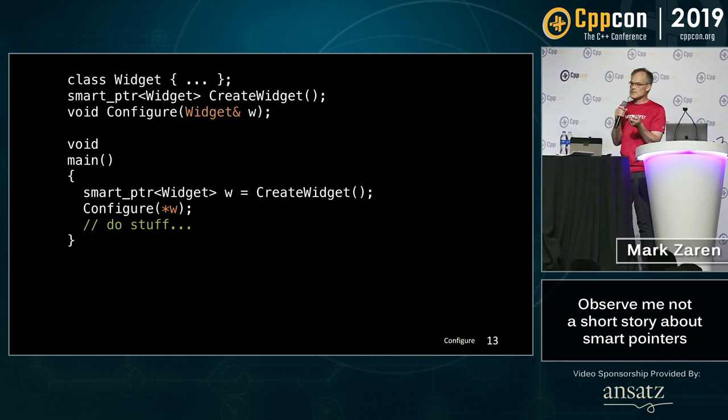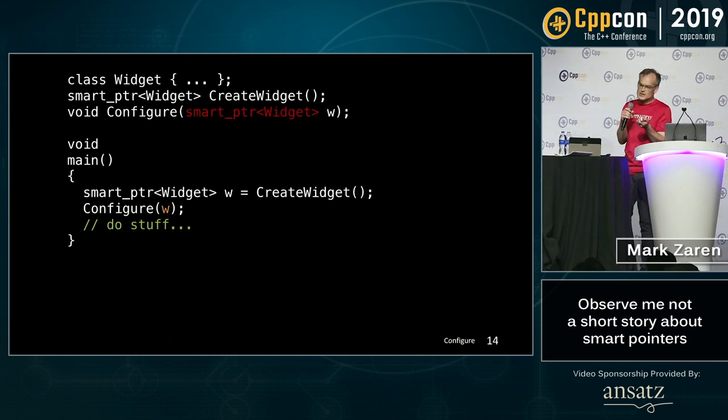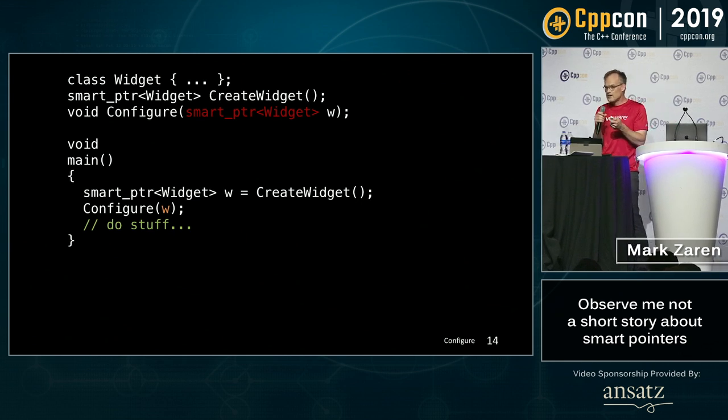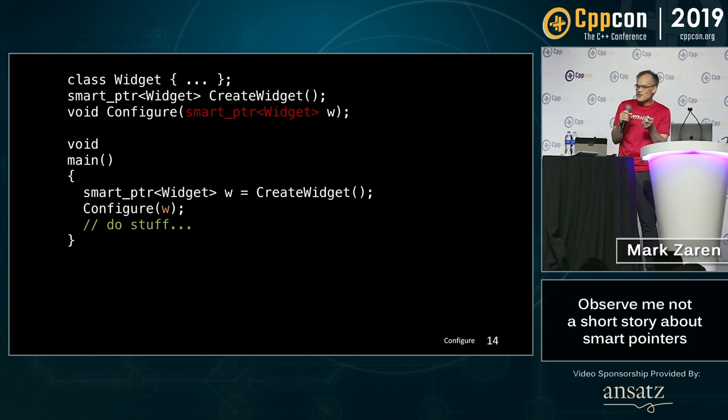So maybe we pass by reference. But if you have a polymorphic heap allocated widget, that doesn't really smell right. So we could also pass by value. Well, this is either going to show up in a profiler, or it's not going to work, like if you use auto_ptr or something like that, which, remember, C++03, right?